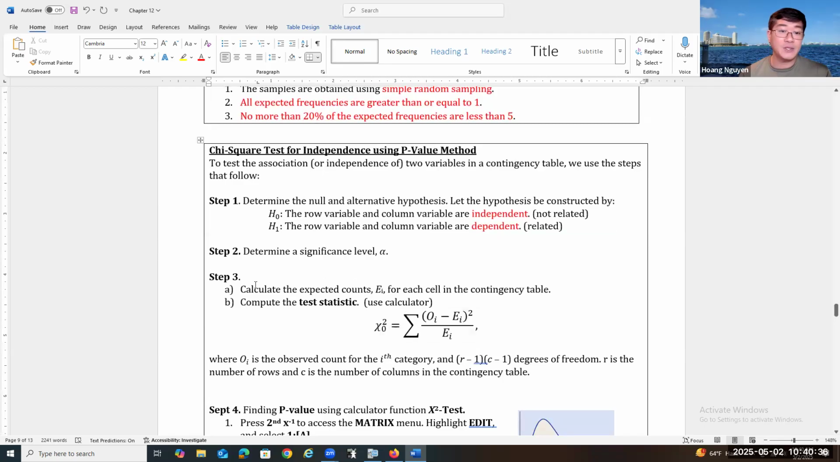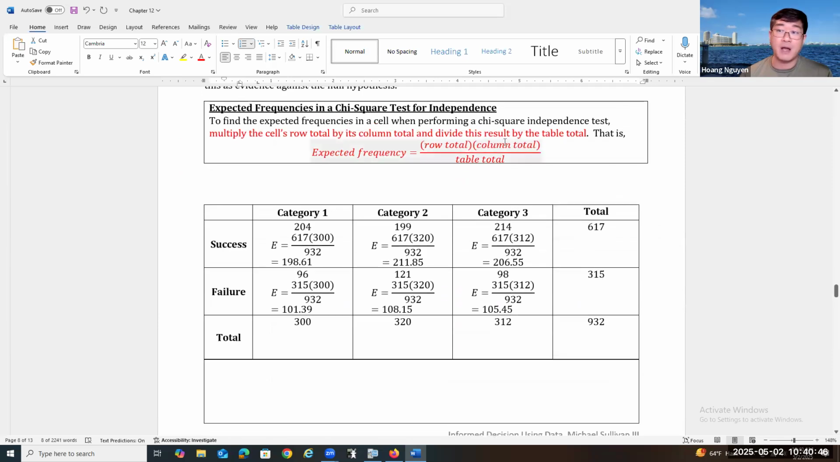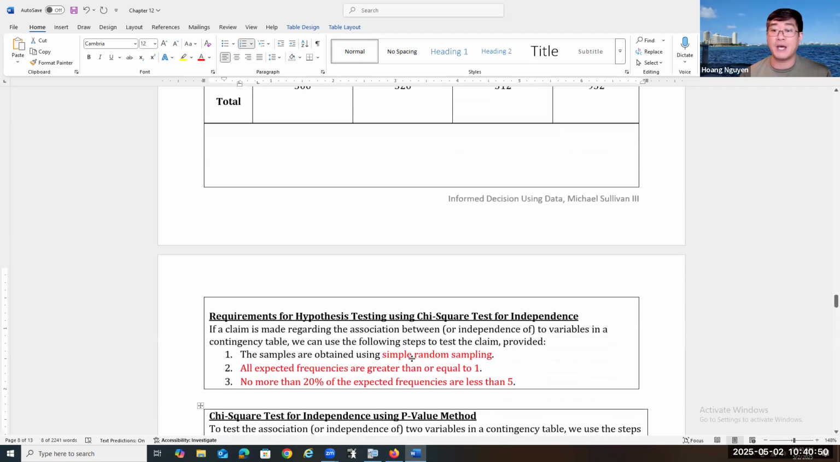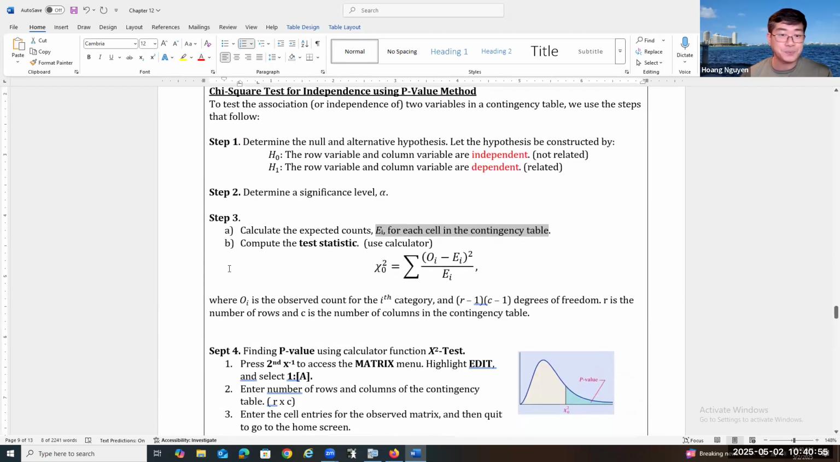Now, step number 3, you have to calculate the expected frequency, right? For each of the cells in the table. So you might use the formula that we just tried, right? The row total times the column total divided by the table total to get the answer for one of the expected frequencies. Or you can use a shortcut, yeah.